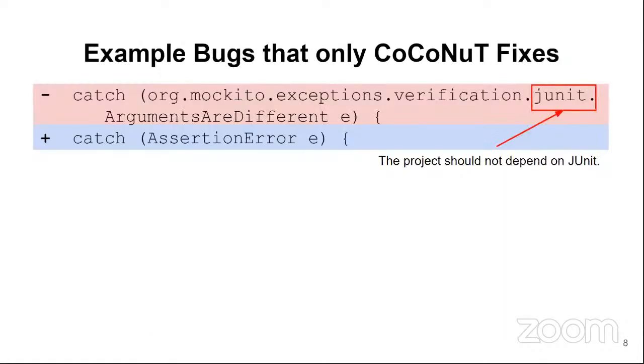Here is an example of a bug that only Coconut can fix in the popular Defects4j benchmark. This bug is from a real project called Mockito, and the line starting with a minus is a buggy line, while the line starting with a plus is a correct fix, which is generated by Coconut.